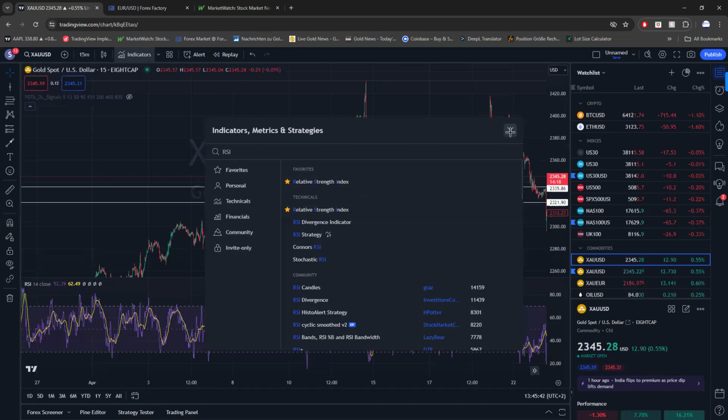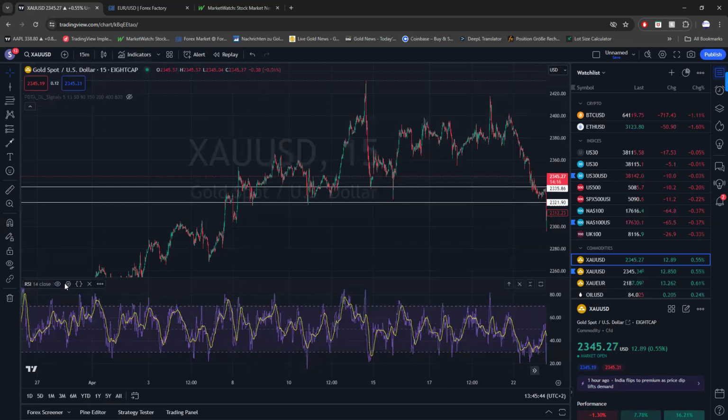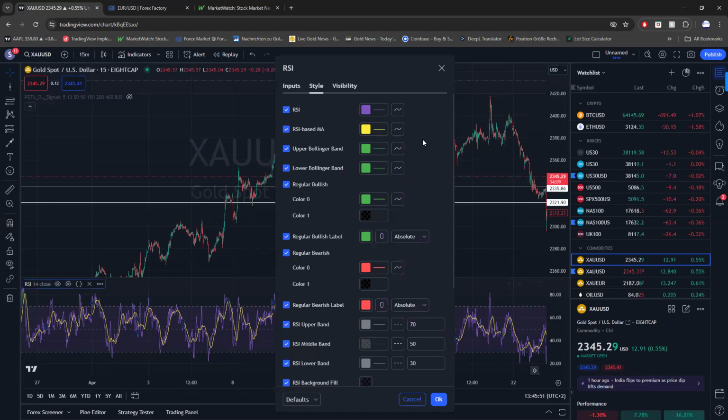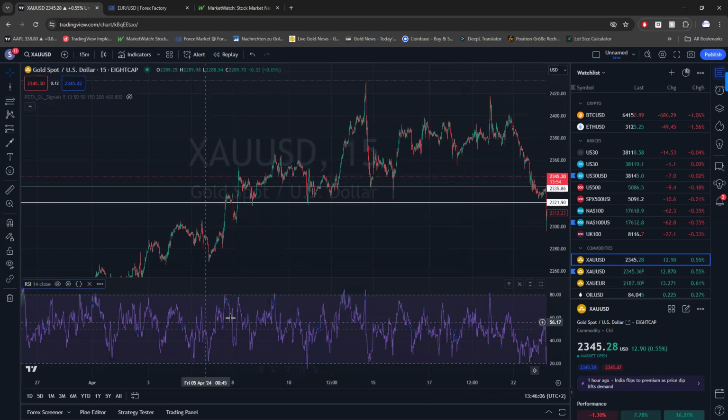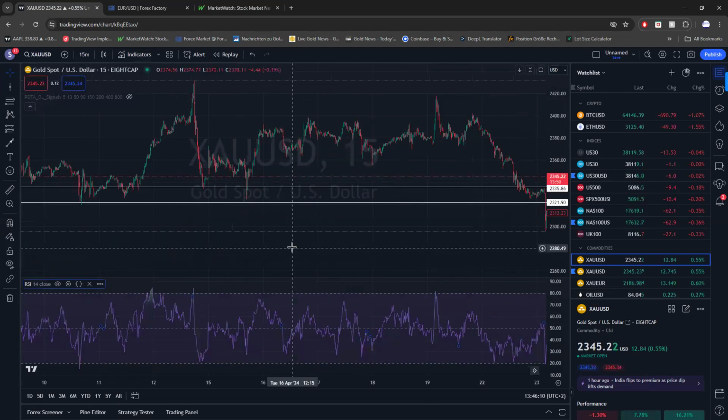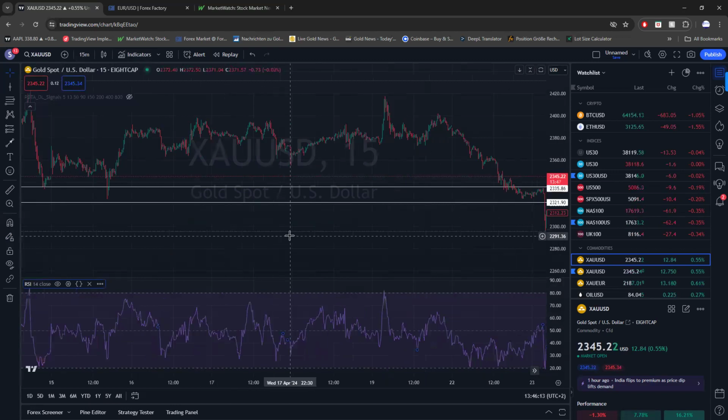You add that to your chart and you'll get this. When you get this, this is the standard. Make sure you're on 14 close, right? You go to settings. You want to remove the RSI base MA. We don't need that as far as we trade in my strategy. We put the RSI upper band, this dotted line you see here, to 80, and we put this one to 20. See what happens. Like I said before, it expands, right? This is 80, this is 20. It expands.